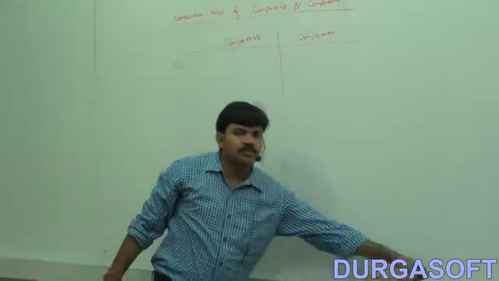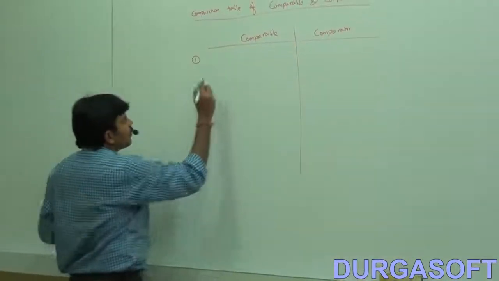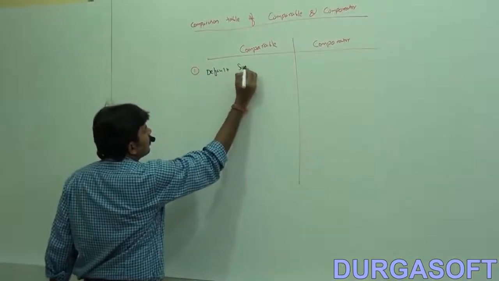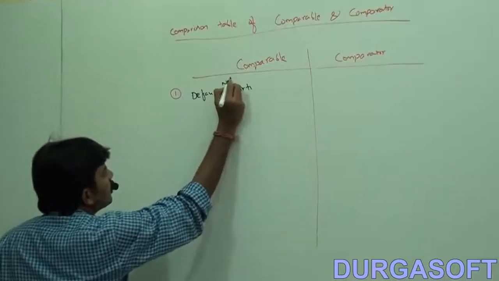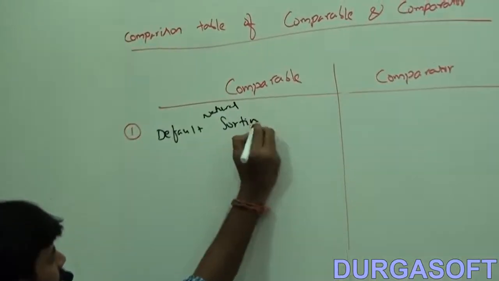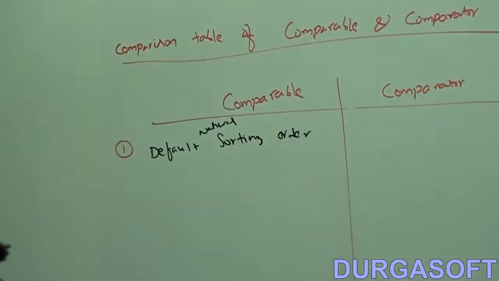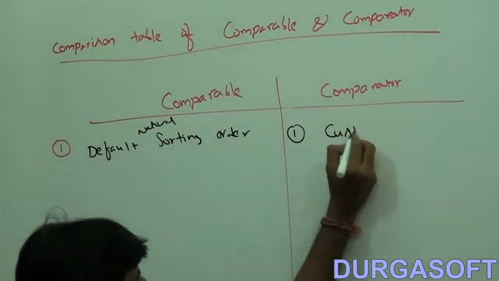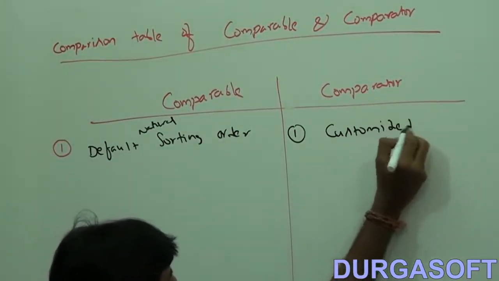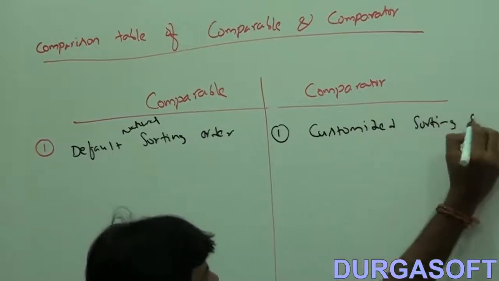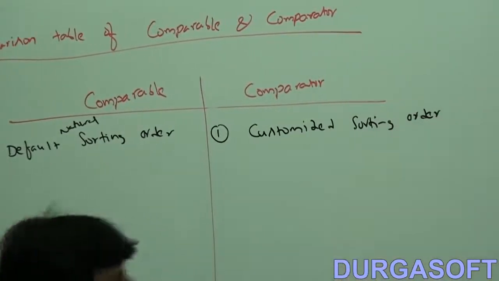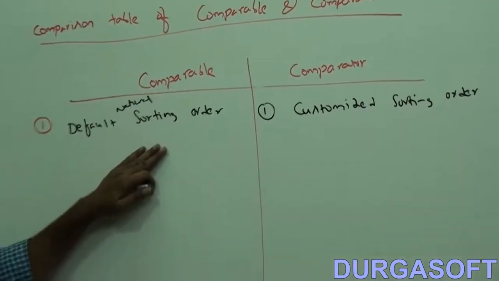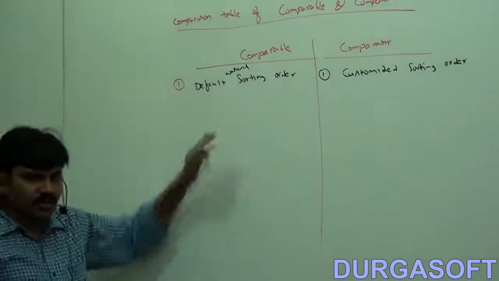point. Comparable is meant for default natural sorting order. Comparator is meant for customized sorting order. We covered this and concluded this point several times. Comparable is meant for default natural sorting order, Comparator is meant for customized sorting order.